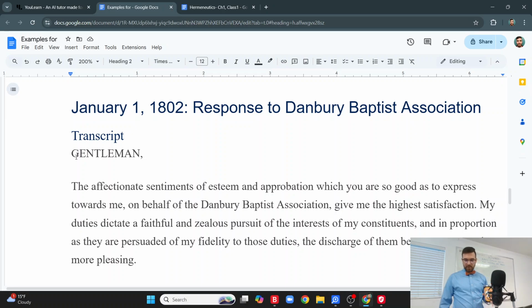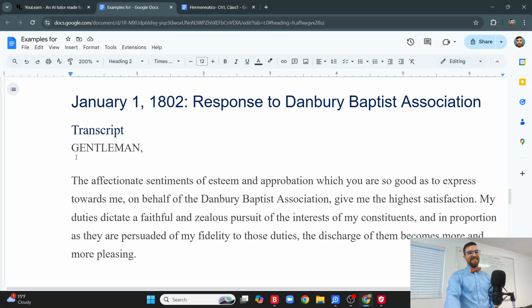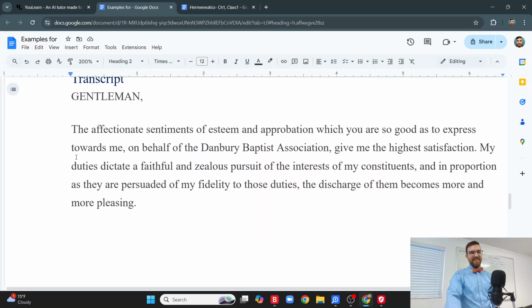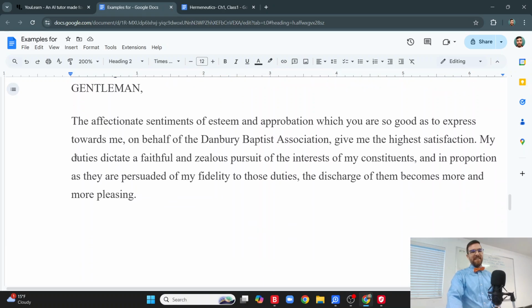So, suppose we were to read Thomas Jefferson's response to the Danbury Baptist Association, written January 1st, 1802. Do you think it's more likely that you'll become more aware of the hermeneutical process or less aware? All right, so let's look at it, because this is really cool. Oh, man. So, here it is.